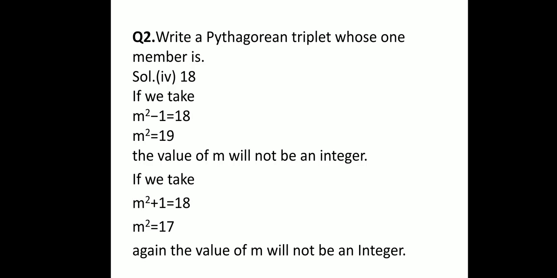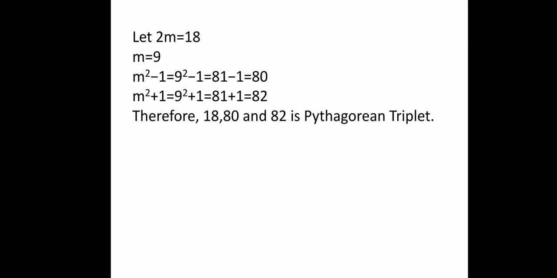Let us take m square plus 1 is equal to 18. So m square is equal to 18 minus 1, that is 17. Again the value of m will not be an integer in this case. Putting the value 18 to 2m, it will be m is equal to 9.